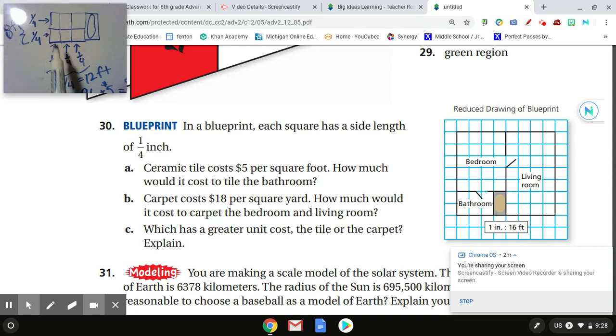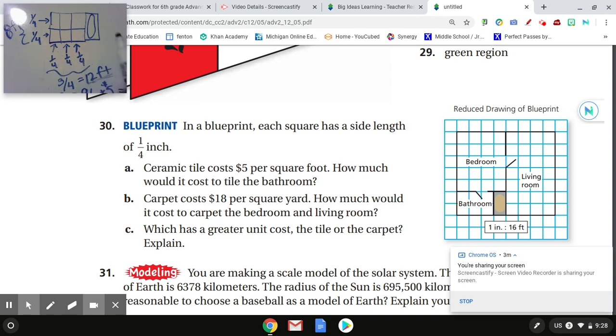All right, then here we have a 1/4, one more 1/4, one more 1/4. So 3/4. So 3/4 of 16 feet, right? Because 3/4 of an inch. So that would represent 3/4 of 16 feet. That would represent 12 feet in real life.